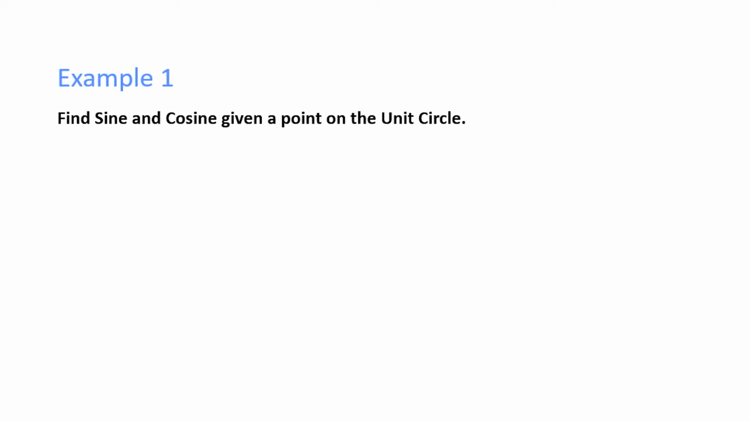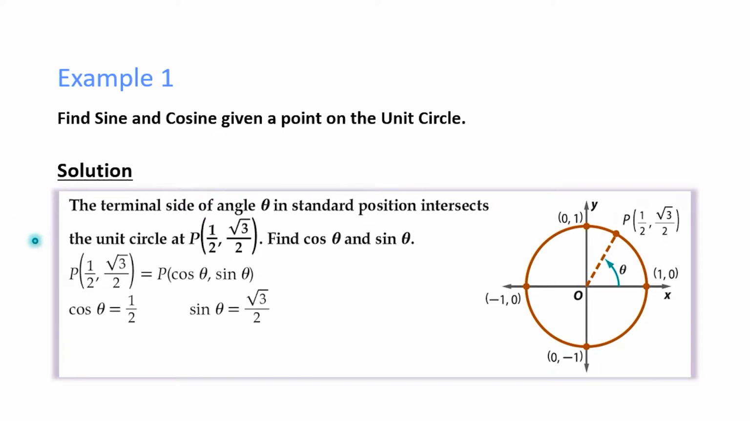Let's look at an example now of how to actually define or find the angle for sine and cosine functions. The terminal side of angle theta in standard position intersects the unit circle at the point P, where x equals a half and y equals root 3 on 2. So x equals a half and y equals root 3 on 2 will be this point on the unit circle here.